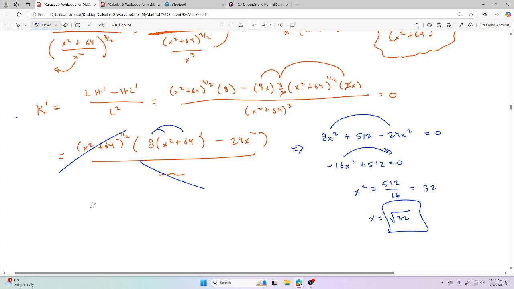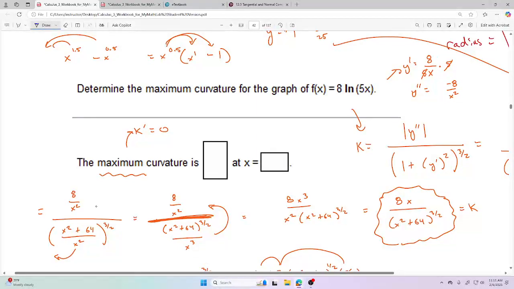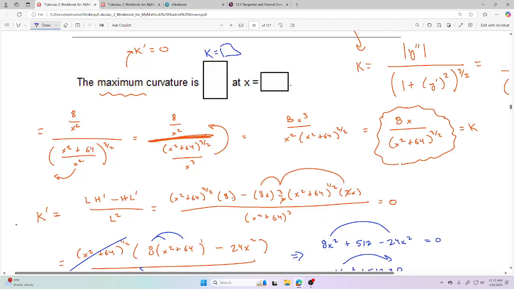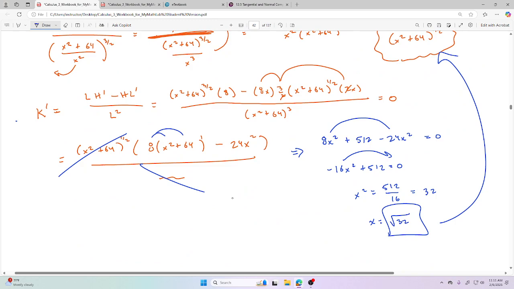Cool. Now, how do we get this last part? What are they asking for right here? I was going to say the y value, but you're right. It's the curvature value. This is k equals, isn't it? So that would be back to my original. Oh, yeah, definitely. I'm going to plug that in up here.